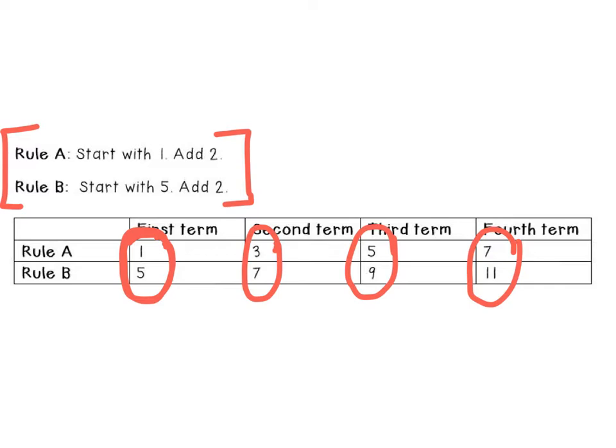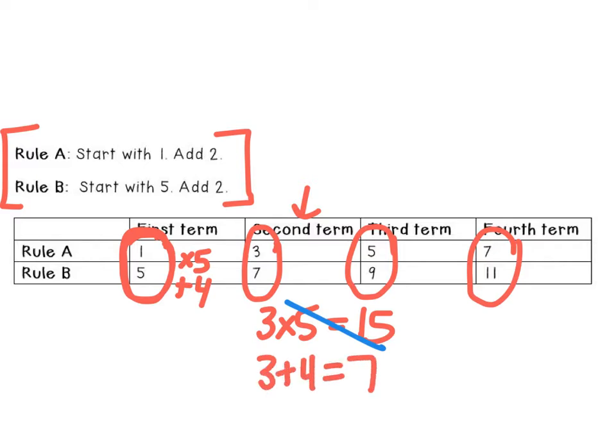A couple things I notice. 1 times 5 is 5, so maybe the relationship between the rules has something to do with multiplying by 5. I also know that 1 plus 4 is 5. Now I'm going to look at the second term over here to decide which of those would be correct. Well, 3 times 5 is 15, so that doesn't work. However, 3 plus 4 is 7, so it's looking like that might be my relationship, not rule, but I need to make sure that works for all of the terms.